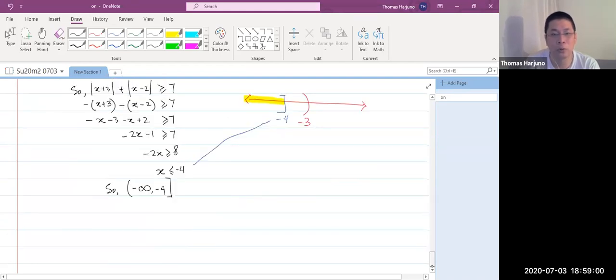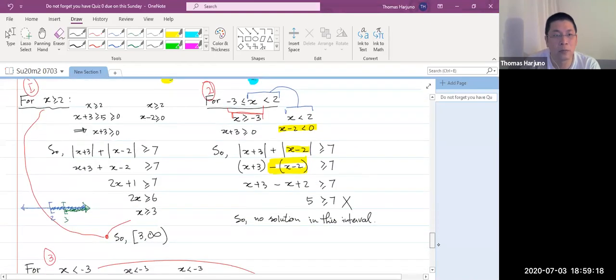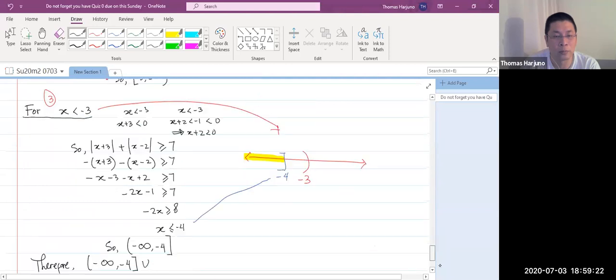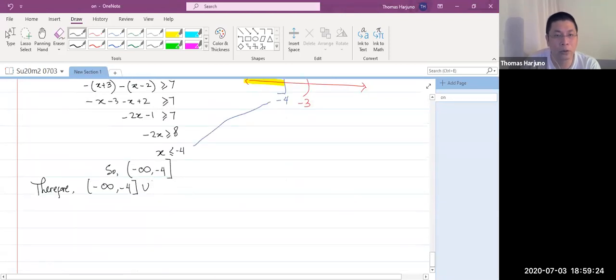The overall solution, therefore, is negative infinity up to negative 4, or from part A, I mean part 1. Yeah, part 2 has no solution.